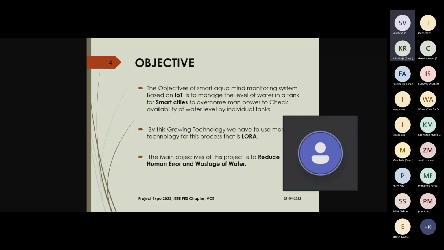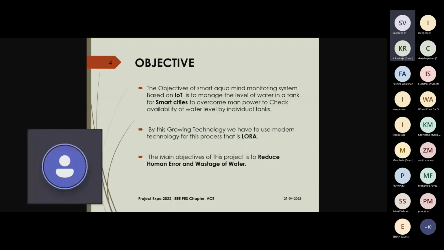This is our objective slide. The objective of the Smart Aqua Mine Monitoring System based on IoT is to manage the level of water in a tank for small cities, to overcome manpower, and to check availability of water level in individual tanks. With this growing technology, we have to use modern technology for this process, that is LoRa. LoRa means long range. The main objectives of this project are to reduce human error and wastage of water.